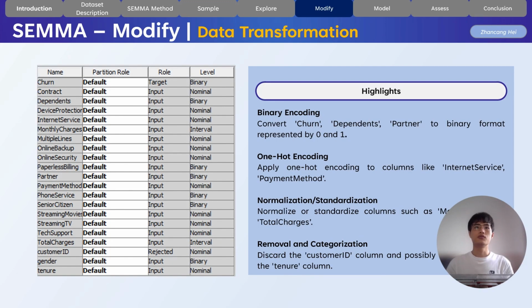So for the data transformation in the modify stage, convert the Churn dependent variable to binary format represented by 0 and 1. Use one hot encoding to process columns such as the internet service and payment method, normalize the monthly charges and total charges, discard the customer ID column, and classify or bucket the tenure column.